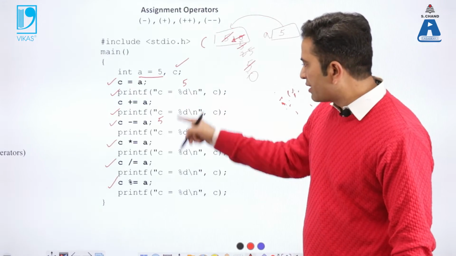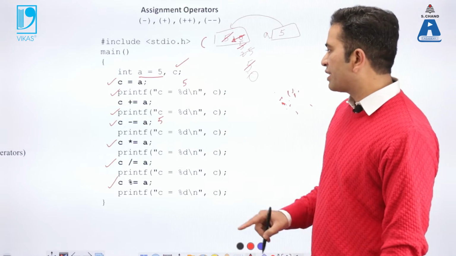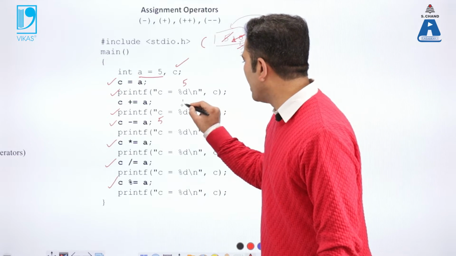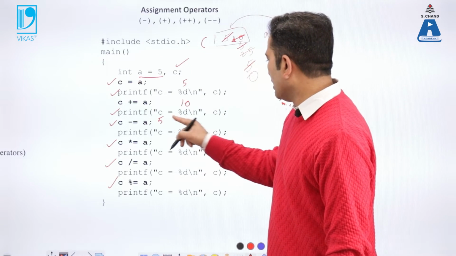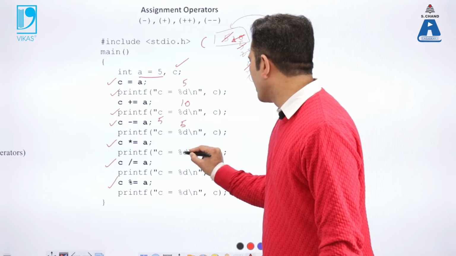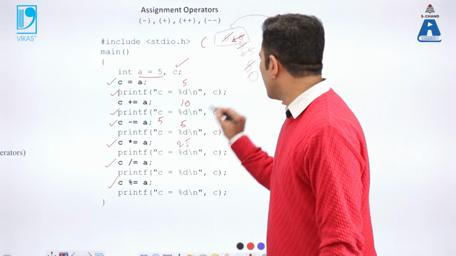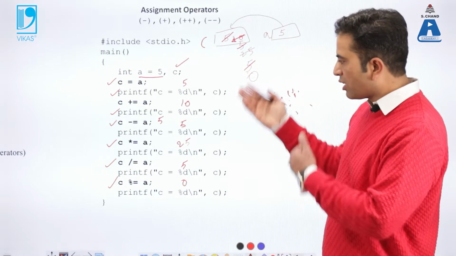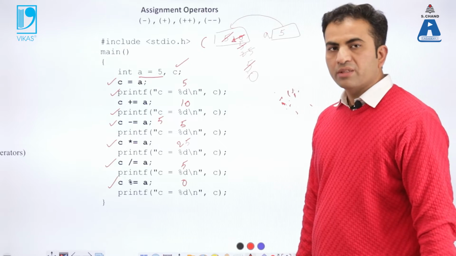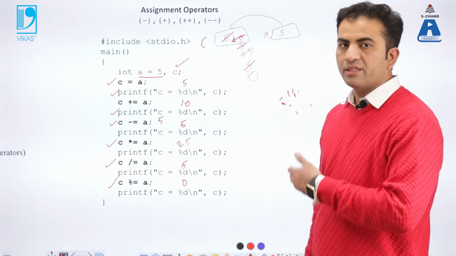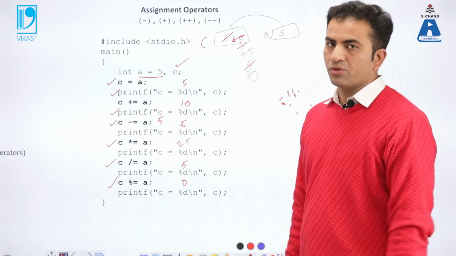When we print the value, every printf statement will print the output like that. This is 5, this will print 10, this will print again 5, this will print 25, this will print 5, and this will print 0. So this is how the assignment operator works, and it's a very small program. You can implement it on your own and test it.